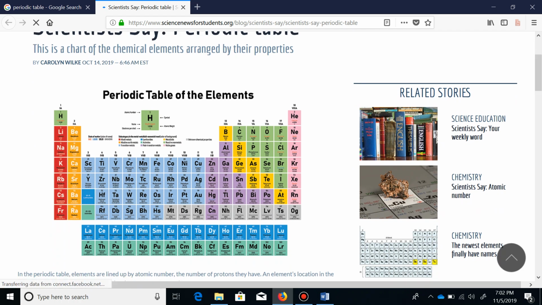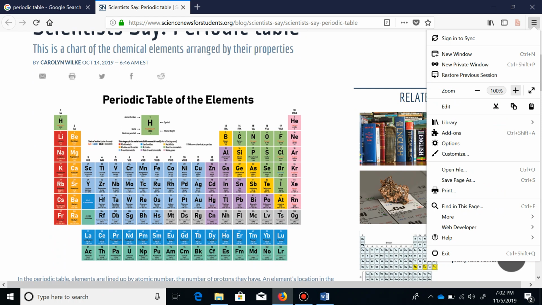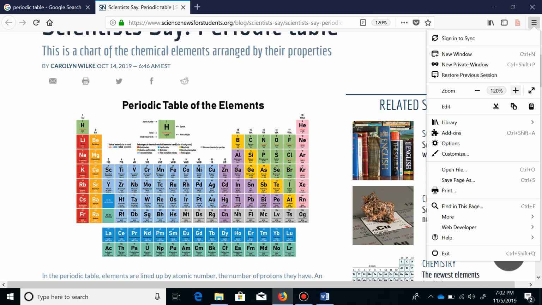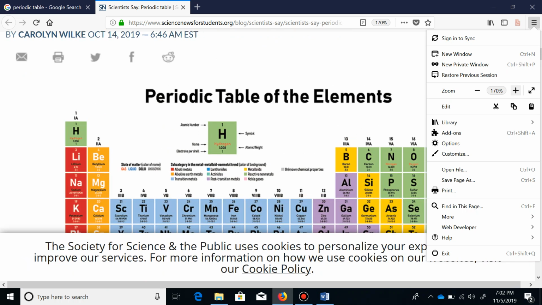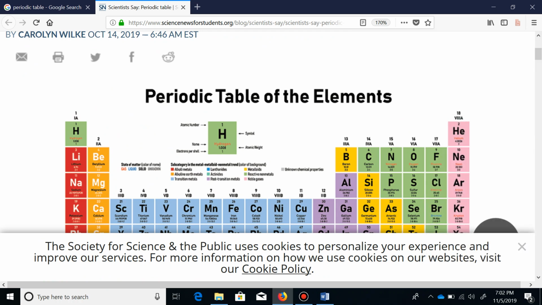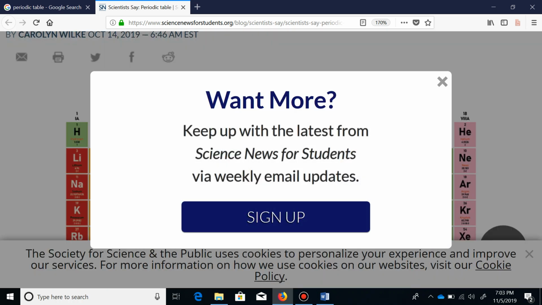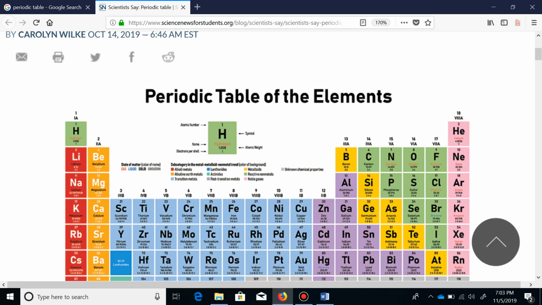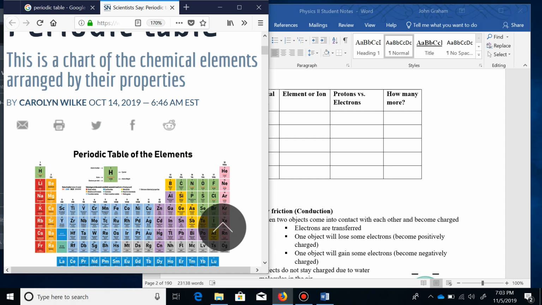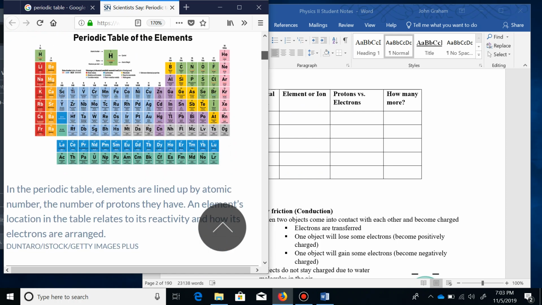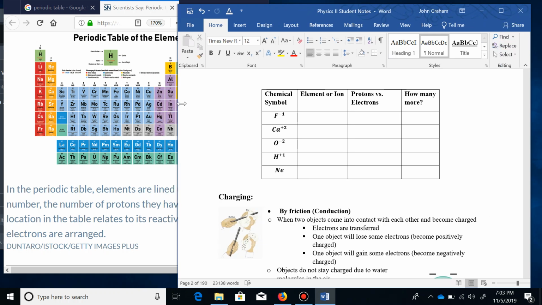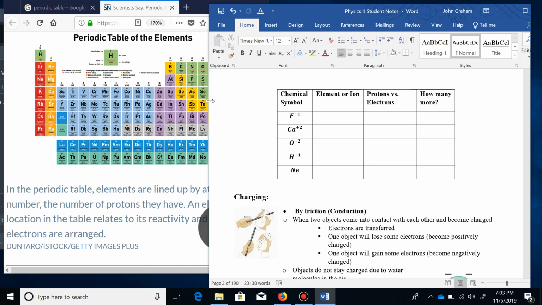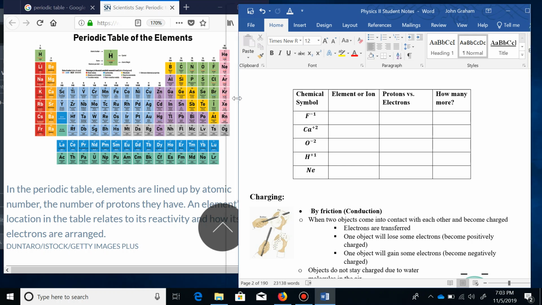Alright, let me zoom in on this so we can see it better, but not where it gets blurry. Get rid of this stuff. Gotta love all pop-ups. I want to be able to see this here, so let me shrink this real quick.